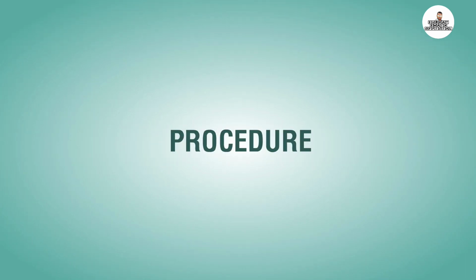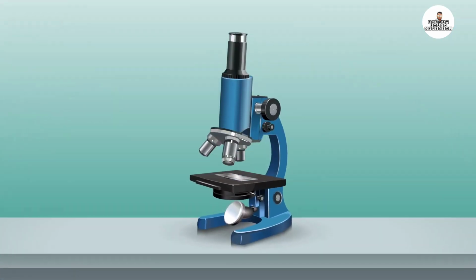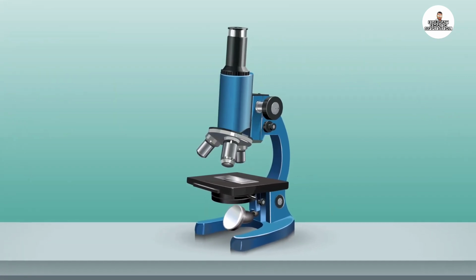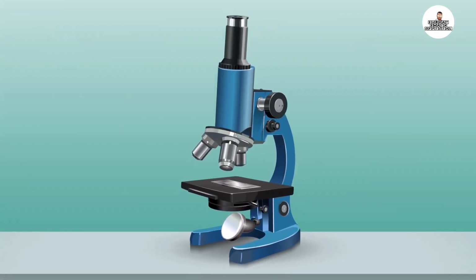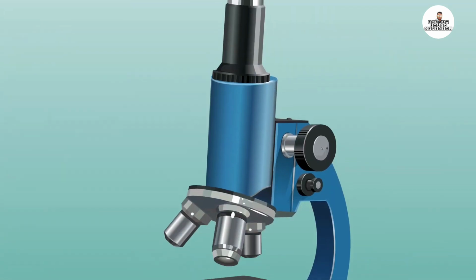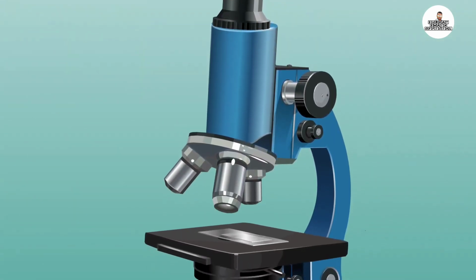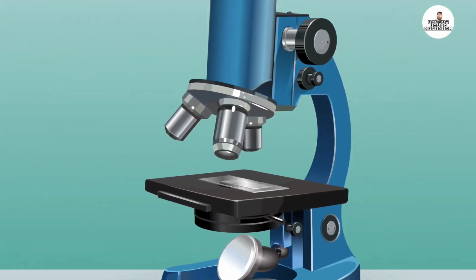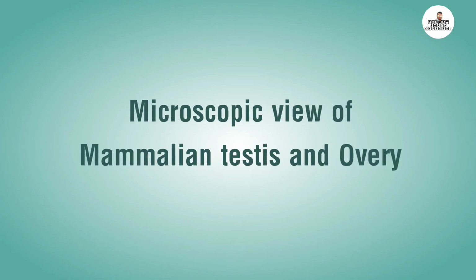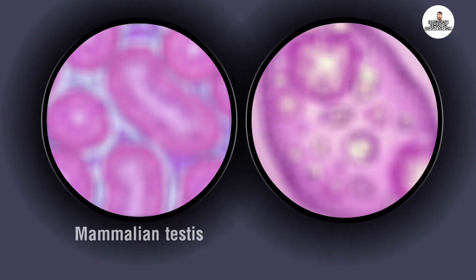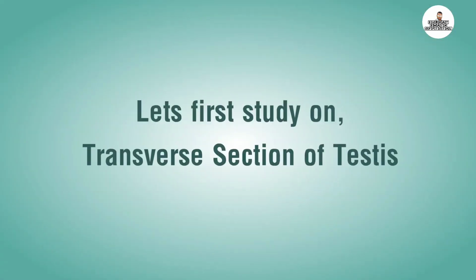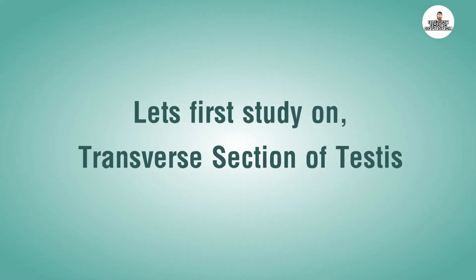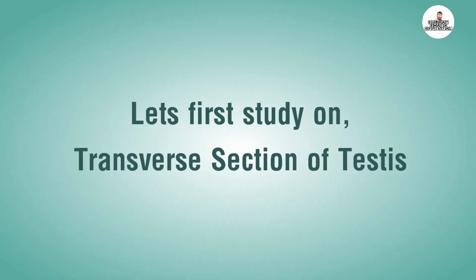Procedure: place the permanent slide on the stage of the compound microscope and observe the slide first under lower magnification. Observe various stages of gamete development through the lens of the compound microscope. This is the microscopic view of mammalian testis and ovary. Let's first study the transverse section of testis.